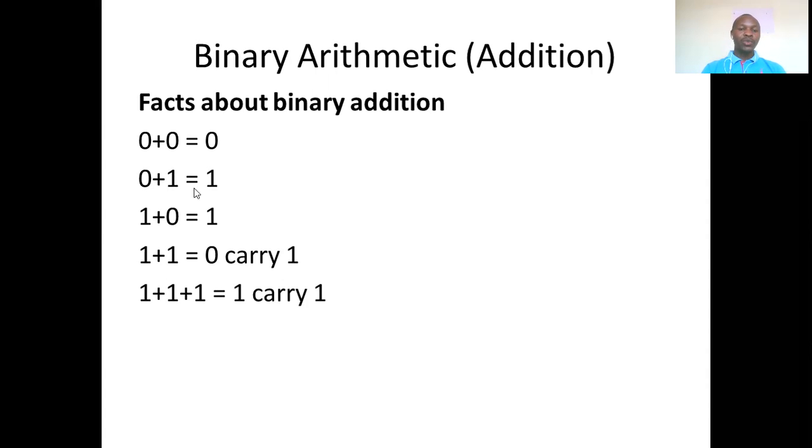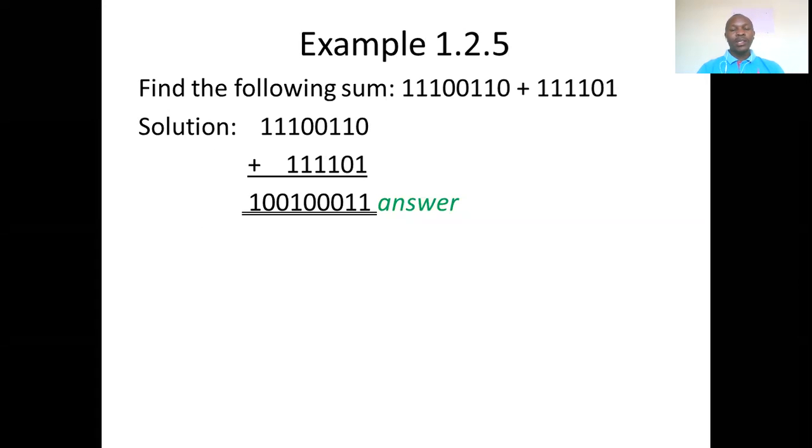Now, you should note that when we carry this 1, we are actually carrying a 2, like a 1, 2. And then 1 plus 1 plus 1 would be equal to 1, carrying 1. The same again as the previous one. The 1 that we are carrying is actually a 2. Okay, so let's take a look at an example.